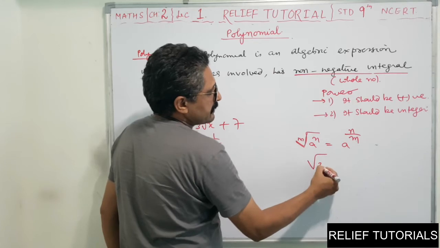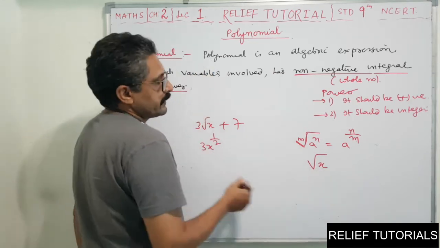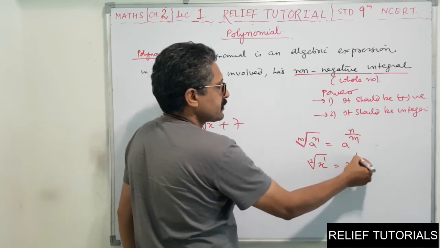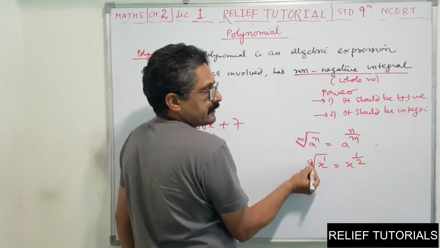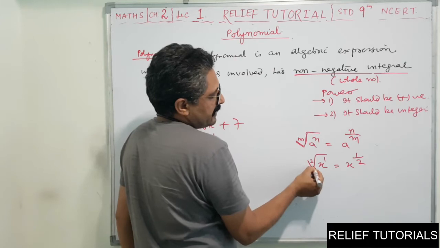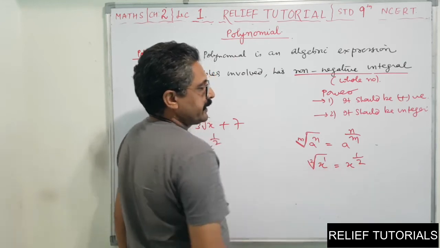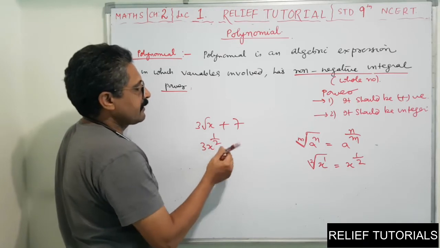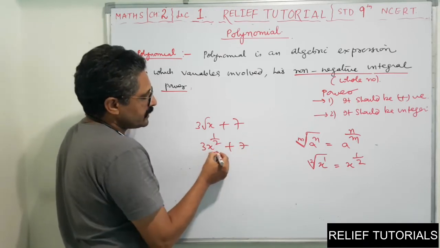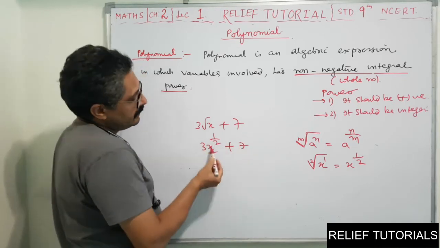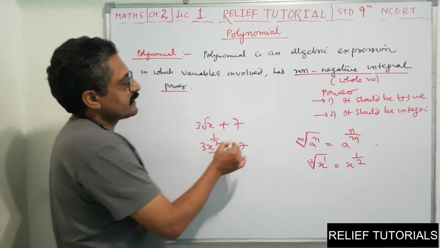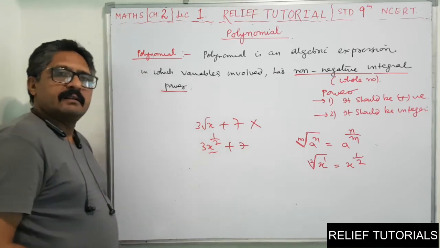So now root x. Here root means square root. Here it is 1. So what will you write? x raised to 1 upon 2. Whatever the root index is, that should be in the denominator. So 3 root x plus 7 I can write as 3x raised to half plus 7. Look here. What is the power of variable x? The power of variable x is half. It is not an integer. So this is not a polynomial.